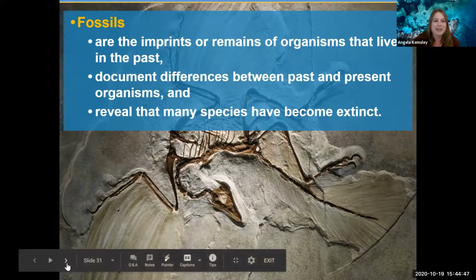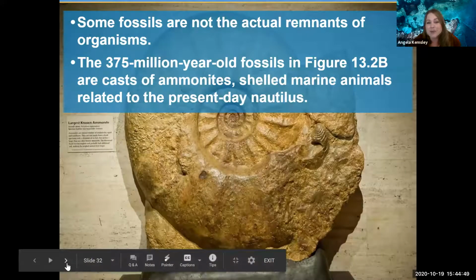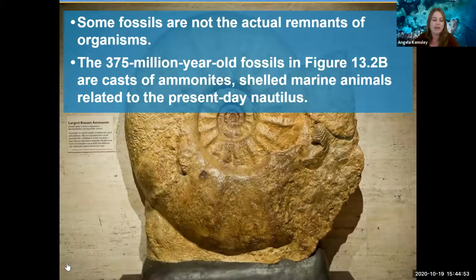And let's take a look. So some fossils are not the actual remnants of organisms. Sometimes an organism will die and then the actual organism decomposes, but we get what's called a cast. And so we get kind of what's left behind in the sediment. Like if you take a look in the back, this is an ammonite. It's a 375 million year old cast of an ammonite, a shelled marine animal related to the present day nautilus.